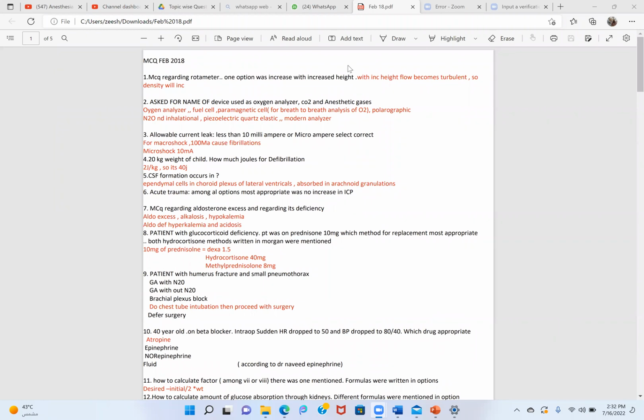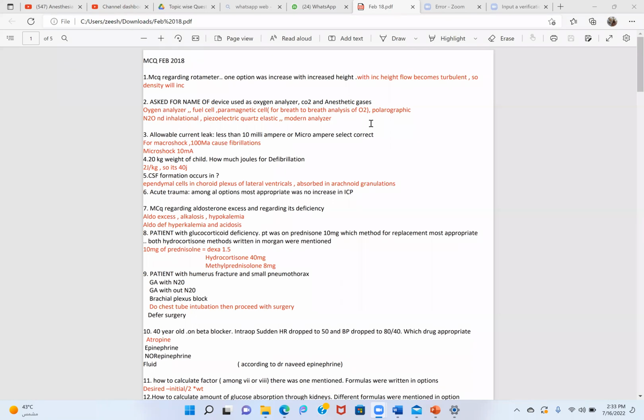who's having the exam just now? Amna, just please take the lead. Zainab, whosoever has the exam, just take the lead, please. Azhar, if you also want to, this question about rotameter, what are they trying to ask? With increased flow becomes turbulent, so density will increase. What does it mean? Yes, Zainab.